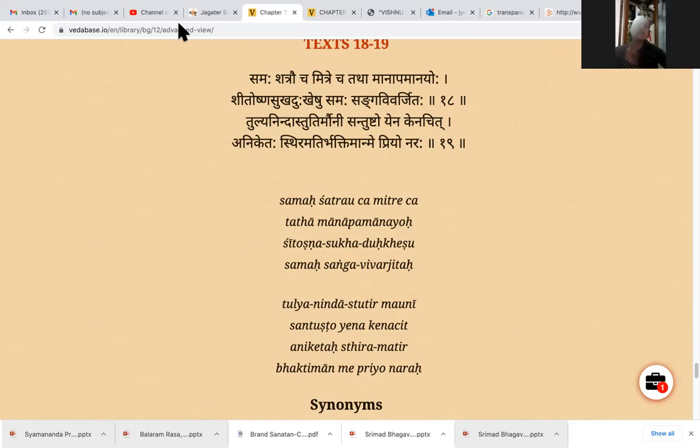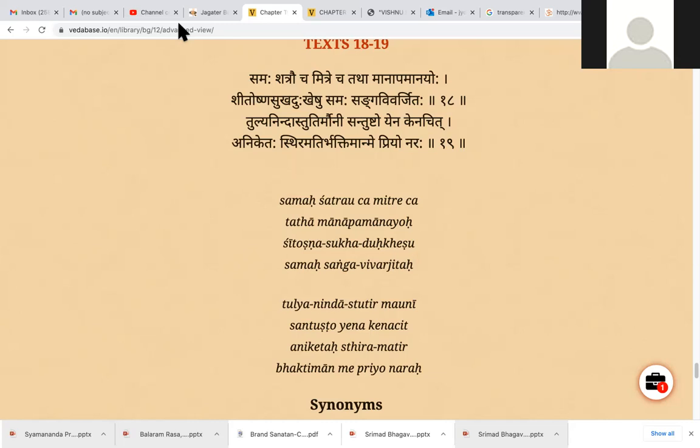Bhaktiman me priyo narah. Bhaktiman me priyo narah.